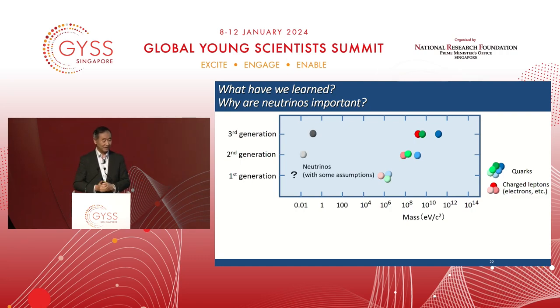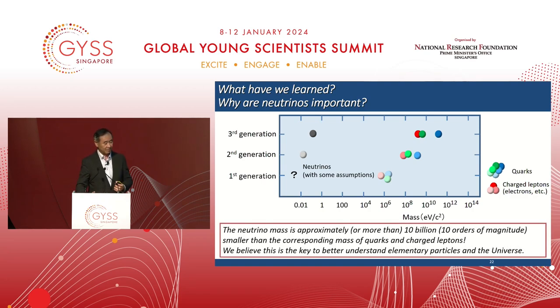First of all, you find that neutrino mass appears in a very different place in this graph. If you simply read this graph, you find that the neutrino mass is approximately, or maybe more than, 10 orders of magnitude smaller than the corresponding mass of quarks and charged leptons. 10 orders of magnitude smaller than the other particles' mass. Very small. And we believe this is the key to better understand elementary particles and the universe. And therefore, we are excited.